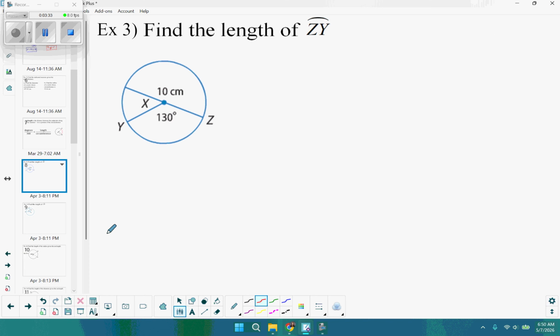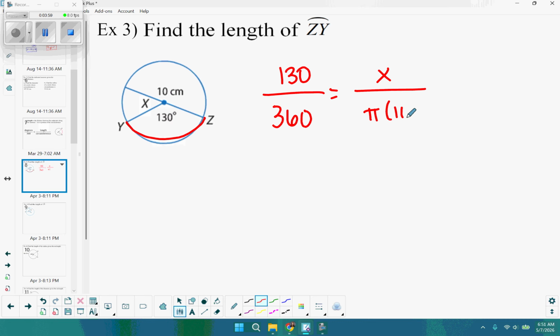So for example 3, it says find the length of arc zy. So that means in our proportion, the missing piece is the length. So the degrees over 360, arc zy was 130 degrees, so we'll do 130 over 360 equals x over, and down here is the circumference. Depending on what I'm given, will determine which part of that formula I use. 10 is the diameter, so we're going to use pi d. That's pi times 10. This is now just cross multiplying, so we get 360x equals 130 times 10 times pi, so that's 1300 pi.